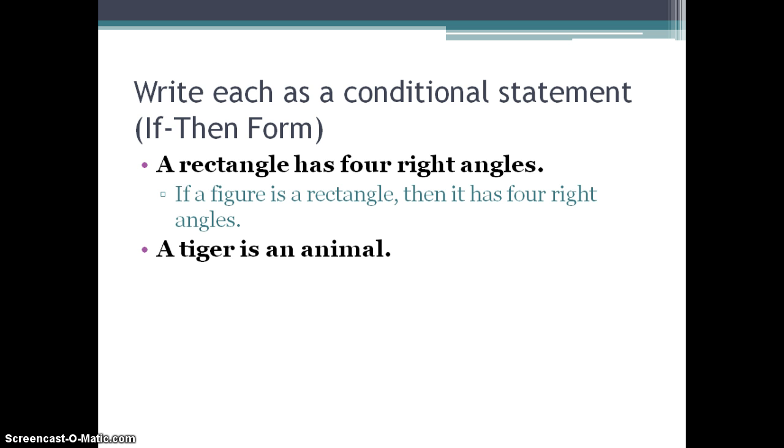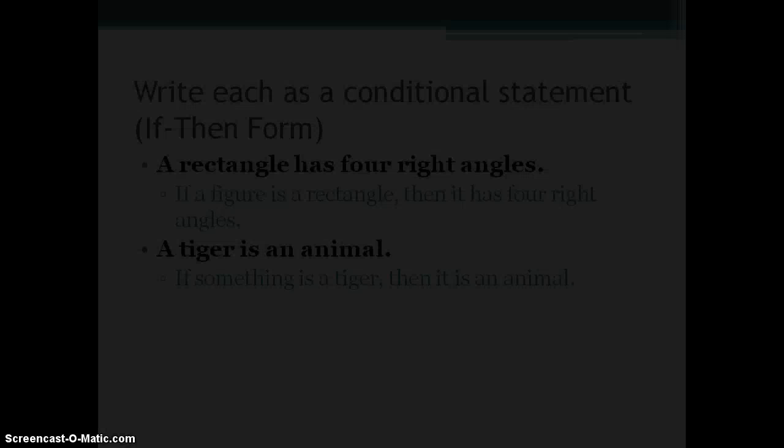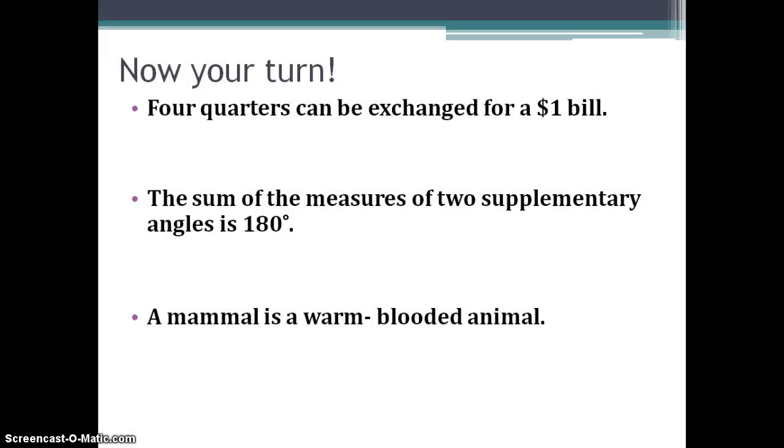The next one, a tiger is an animal. The conditional statement would be if something is a tiger, then it is an animal. Now what you thought in your mind could have been different than what I wrote down. You might have written if a mammal is a tiger, then it's an animal. These sentences can vary, but they will basically all be the same. So why don't you go ahead and try these on your own. Pause the video and then I'll go through the answers.